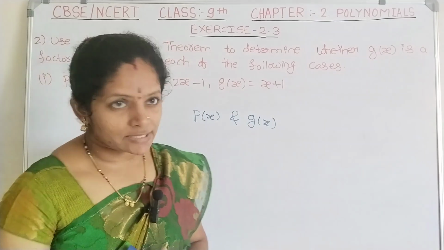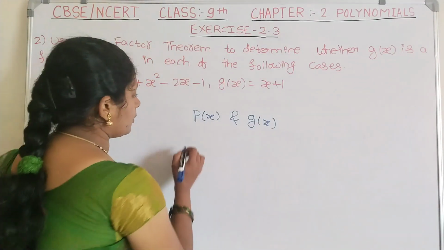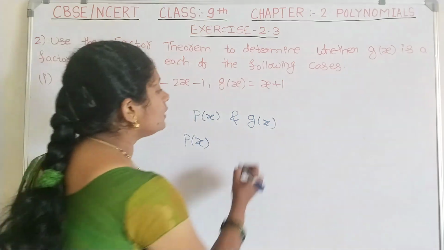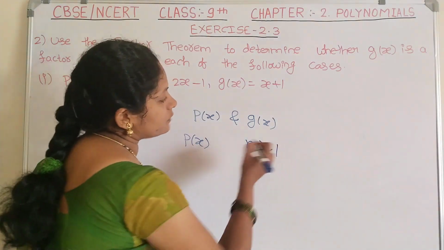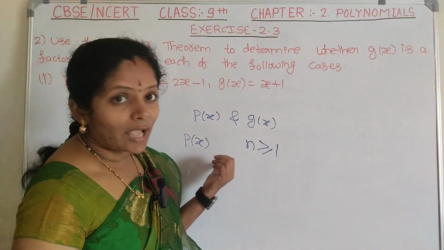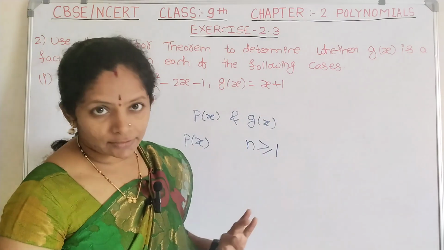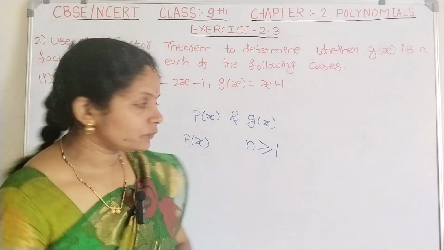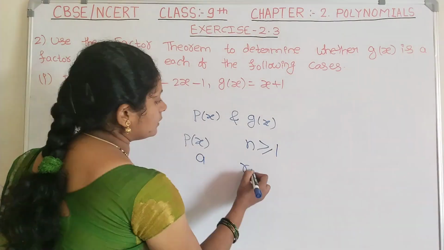The factor theorem says that p of x is any polynomial of degree n where n is greater than or equal to 1. Means we are taking the polynomial's degree as 1 or more than that. Next, and a is any real number. a is any real number.